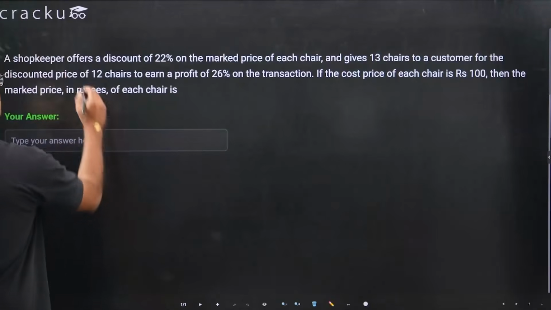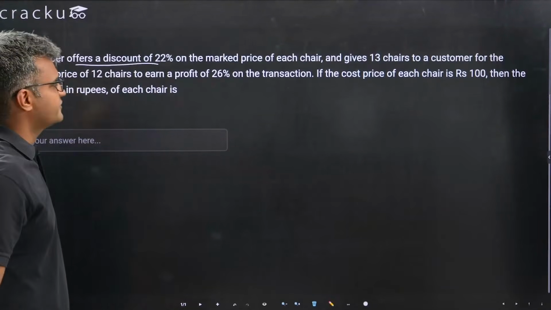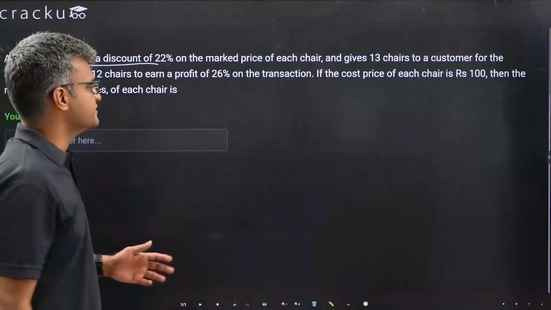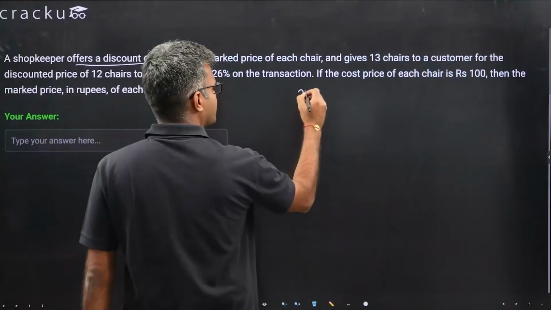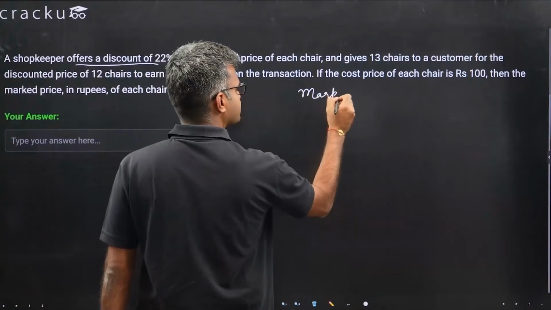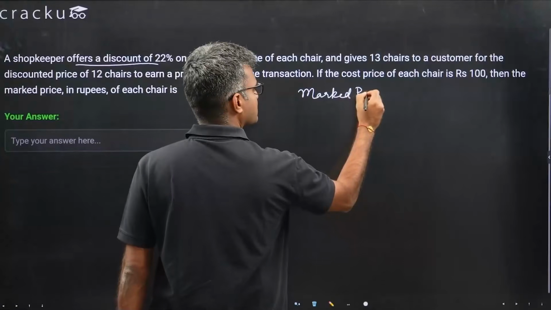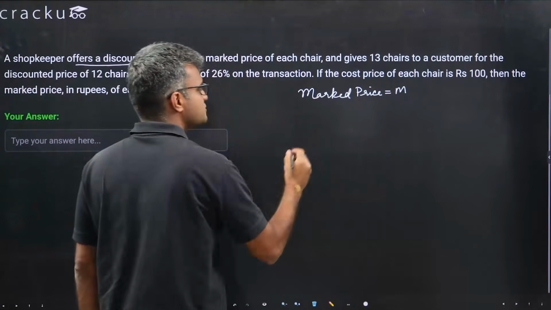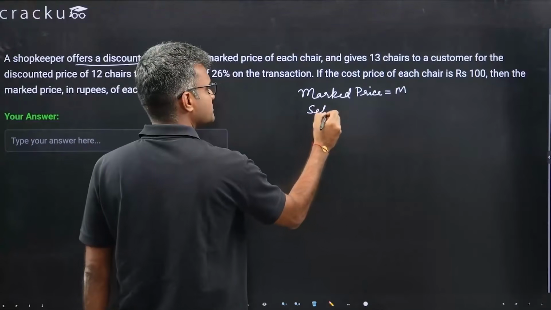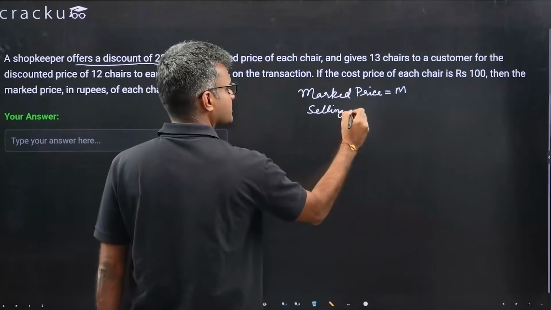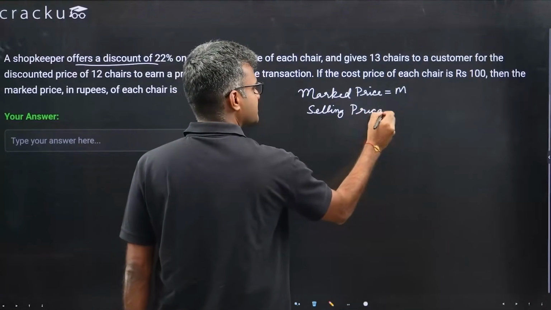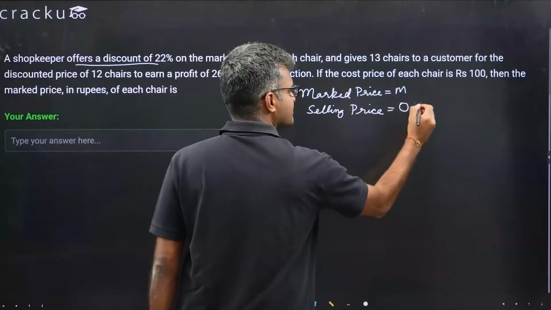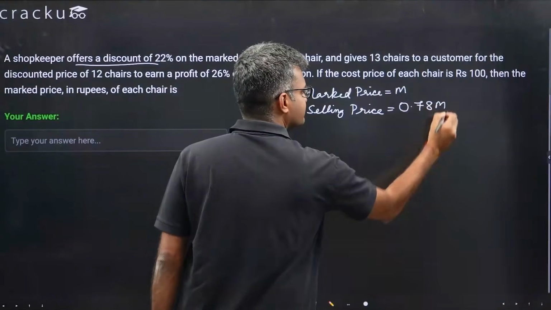In this question, we are told that a shopkeeper offers a discount of 22% on the mark price of every chair. Let the mark price of a chair be equal to m. This would tell us that the selling price, because the discount given is 22%, the selling price of a chair is 0.78 m.